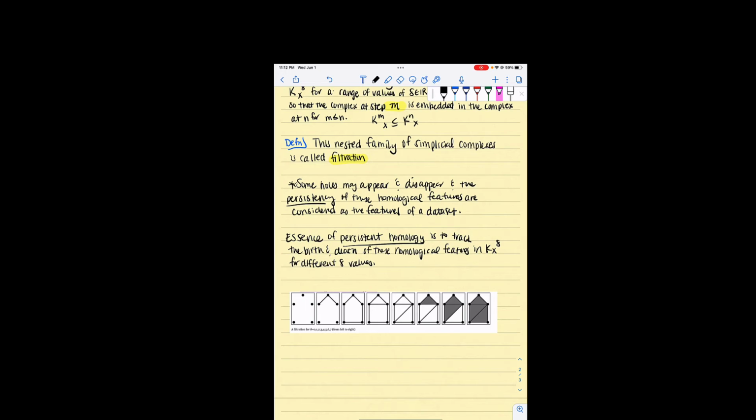Essentially, in a filtration, one can record the birth, which is the time that a hole appears, and the death, which is the time a hole disappears. Then the lifespan of each homological feature can be represented as an interval, where the start and end points of the interval correspond to the birth and death, respectively. And that gets into the idea of barcodes, which we'll be seeing soon.